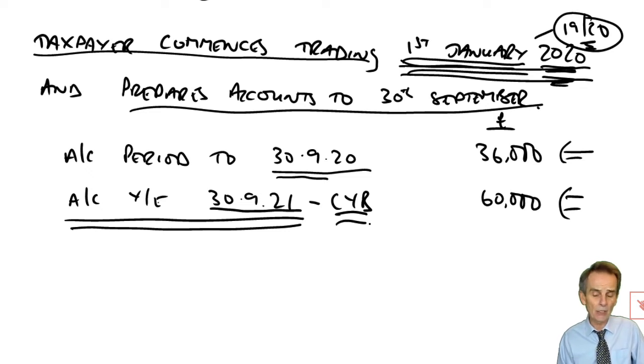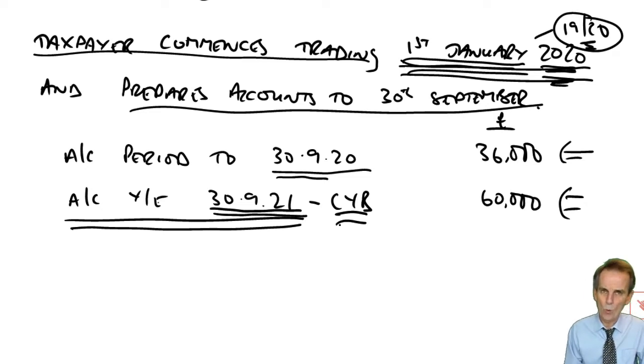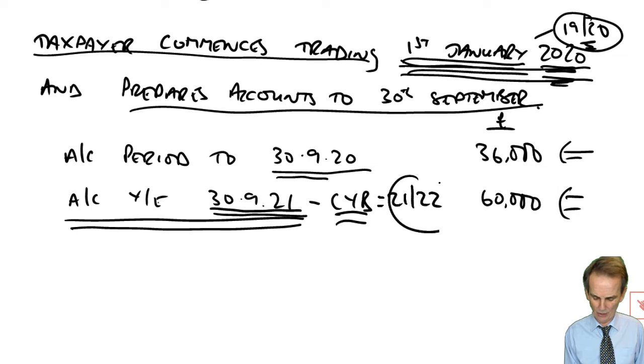And that may avert you making another silly mistake as you move through from the first tax year onwards. So, 30th of September 21. Which tax year does that date fall within? Clearly September 21 equals the 21-22 tax year. So you now know that until you get to the 21-22 tax year, you will not be able to use CYB. The first time you can use it is 21-22.